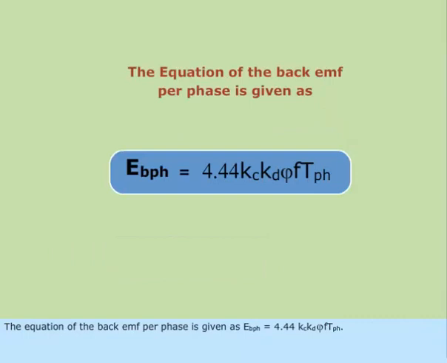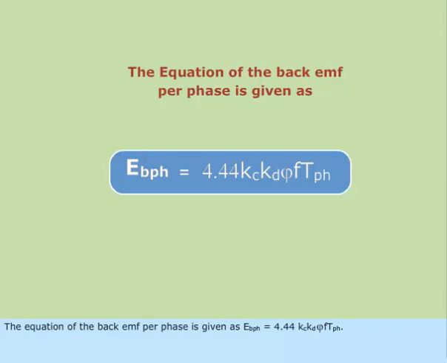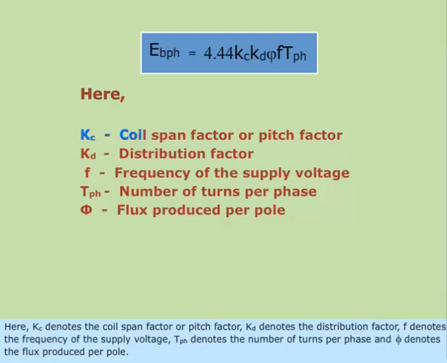The equation of the back EMF per phase is given as E sub BPH equals 4.44 K sub C times K sub D phi F times T sub PH. Here, K sub C denotes the coil span factor or pitch factor. K sub D denotes the distribution factor. F denotes the frequency of the supply voltage. T sub PH denotes the number of turns per phase, and phi denotes the flux produced per pole.